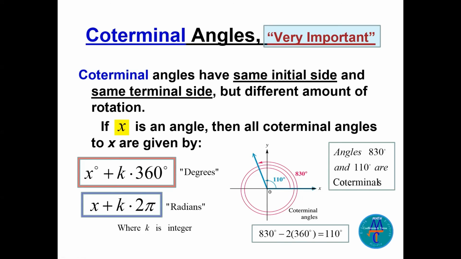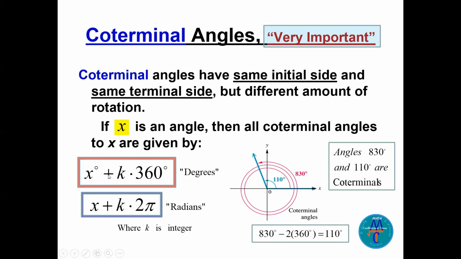They are coterminal. They finish together and they start together. So we can use them in the questions. Now there is a formula here you can easily use. If x is any angle in degrees, to find all coterminals, there are many angles coterminal to x.